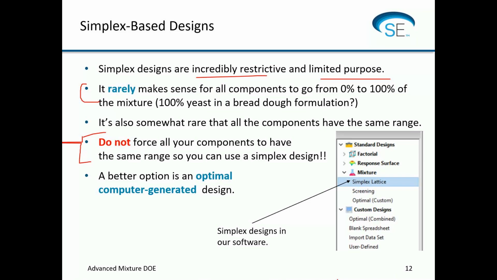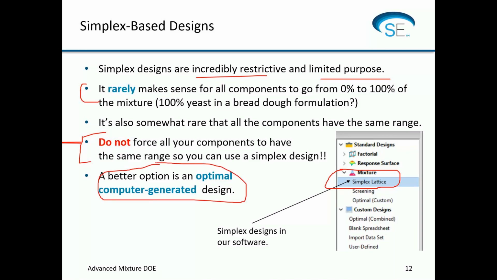You're going to be running experiments where you shouldn't be, just so you don't have to use an optimal computer generated design. So don't do that. If you do need to use a simplex lattice design, it's here in our software. If you open up a new design, you go to the mixture section, you can click on simplex lattice there. A better option is an optimal computer generated design, and that's what we're going to move on to right now.